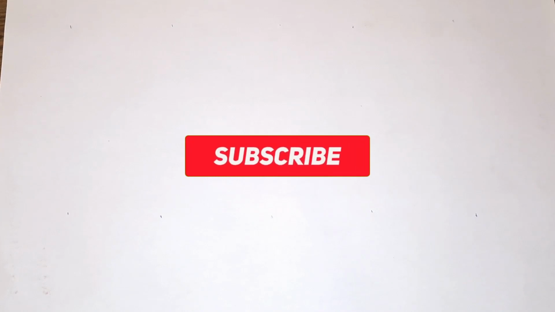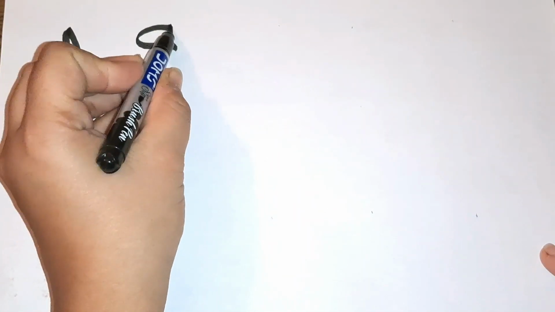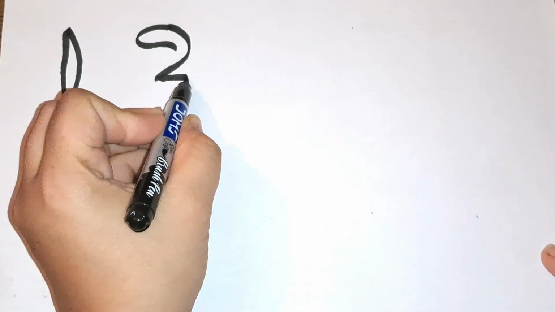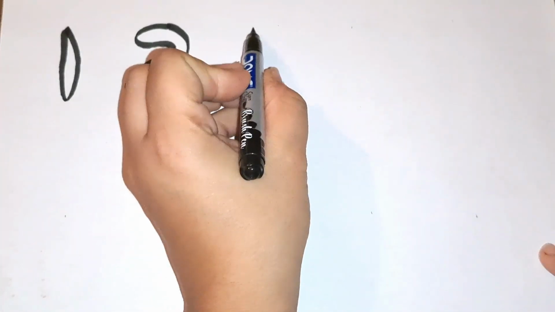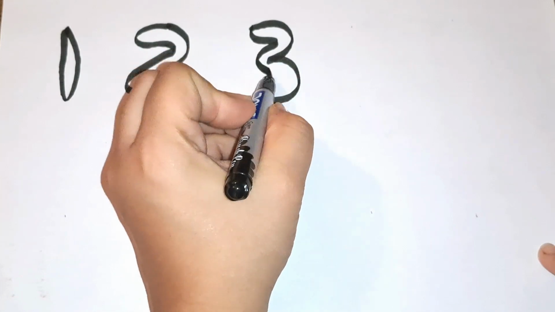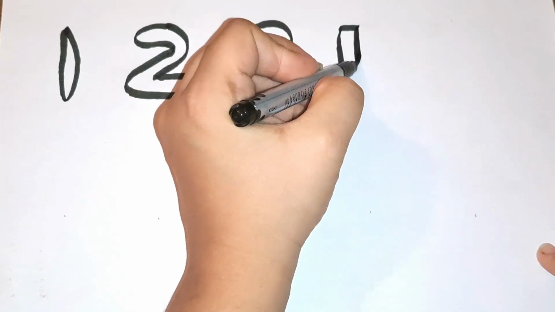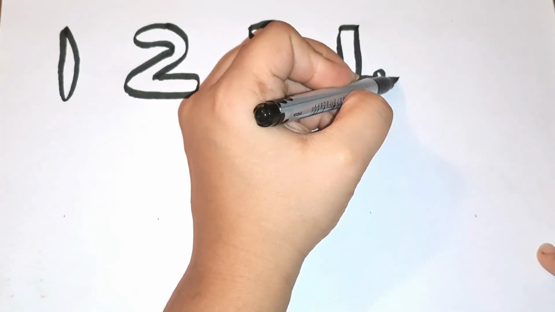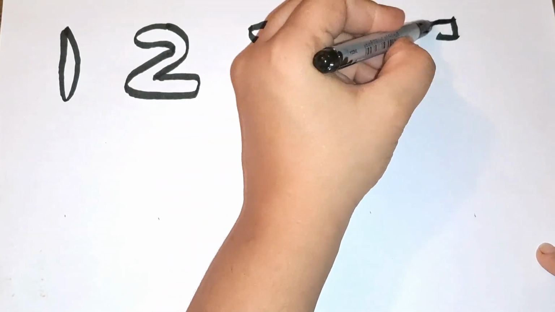Let's start with the first number. The first number is number 1. Then comes number 2. Then 3. What comes after 3? Yes, 4. Number 4.